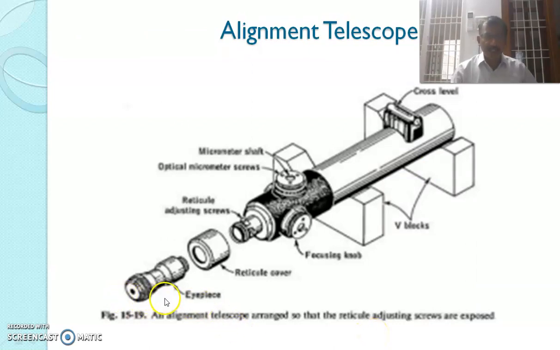The angle alignment telescope is used to align boreholes and bearings. There is a reticle cover; this cover is removed and the eyepiece is fitted to the reticle adjusting screw. By adjusting the reticle adjusting screws and using the focusing knobs, the alignment telescope is focused to a particular distance, and the particular object is aligned using this arrangement.